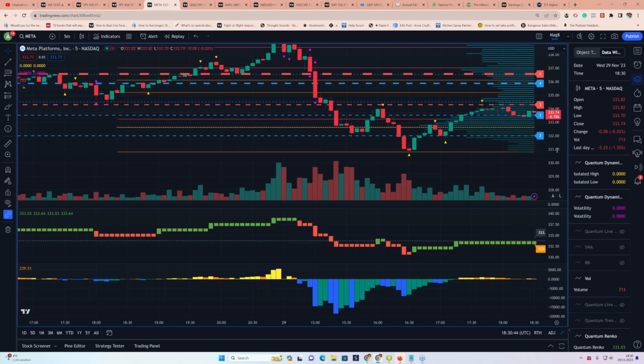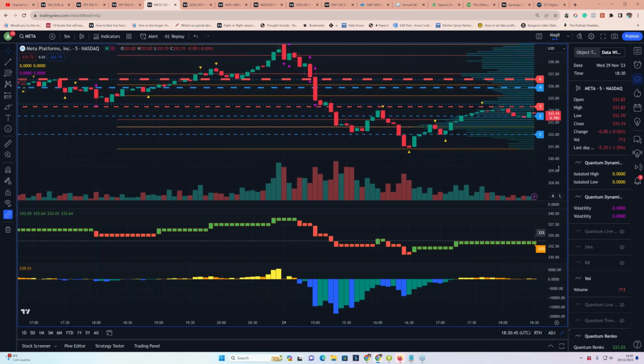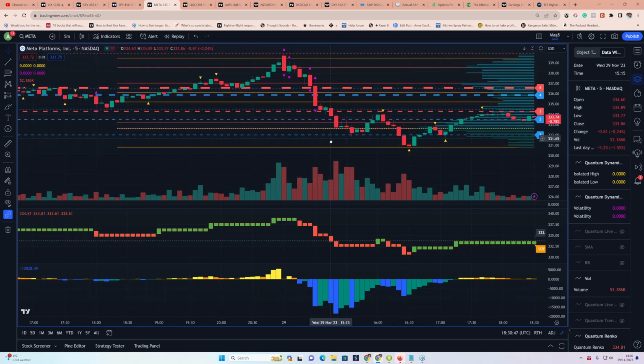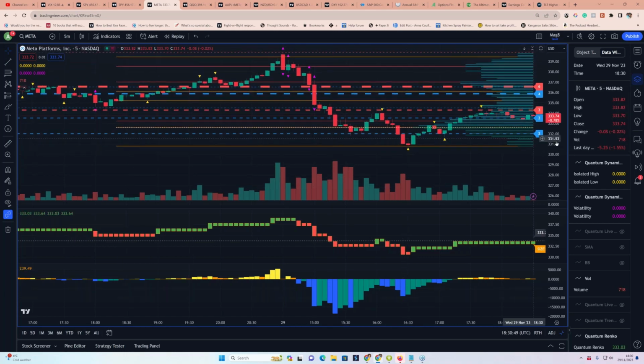What I've done on this 5-minute chart is something different. Normally I have the extended hours on the chart, but I haven't on this occasion. I've actually put regular market hours because I looked at it and thought, this is yesterday as we see towards the end of the session. And I appreciate it's the end of the session, so we do have to be a little bit careful.